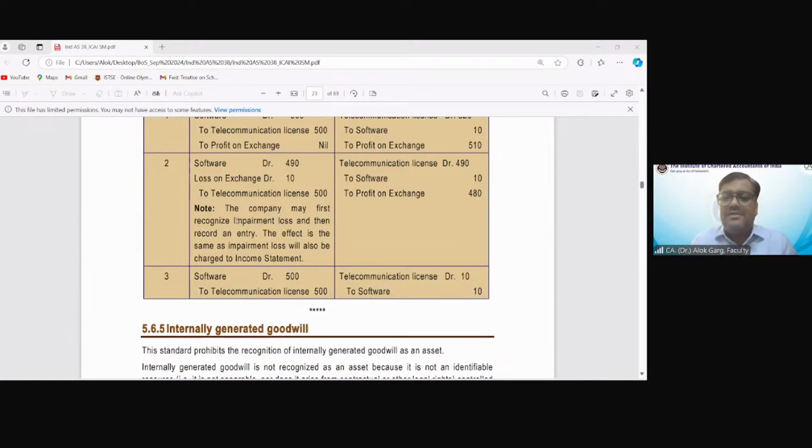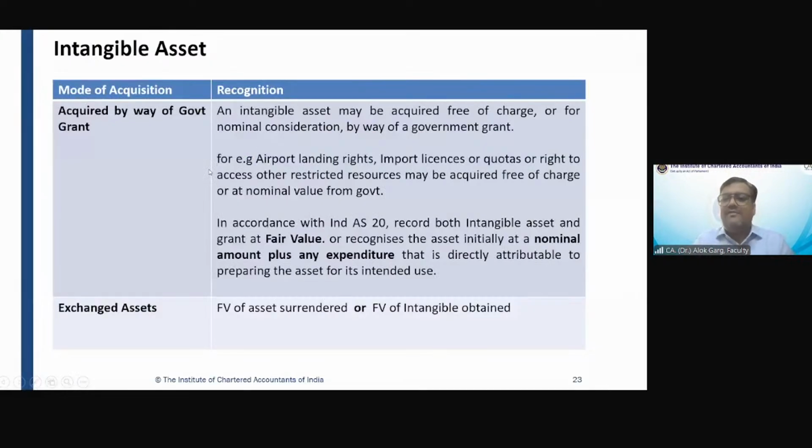Friends, now let's go to the next part. We have covered illustration number 6 as well. Let's go to the next mode: intangible asset acquired by way of government grant. Many times, to promote business in rural areas, the government normally says, please install your plant in the remote area, and we will give you a lot of benefits. For example, if Mr. Ambani is installing a plant in a remote area, then of course Mr. Ambani and the Ambani family or the senior executives will visit that plant.